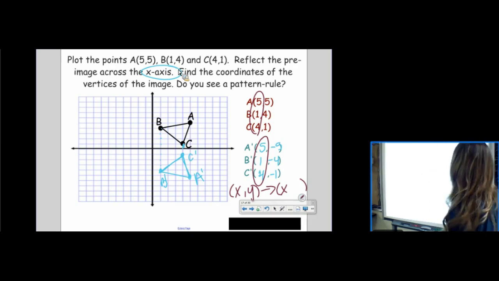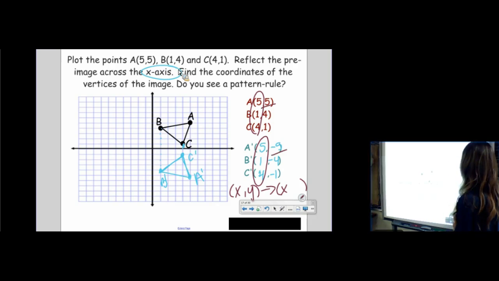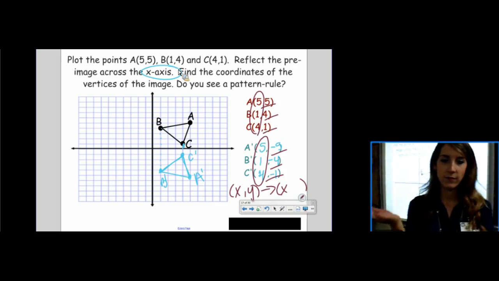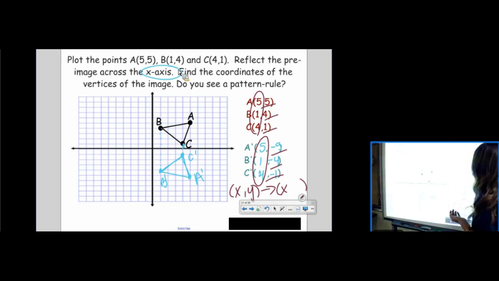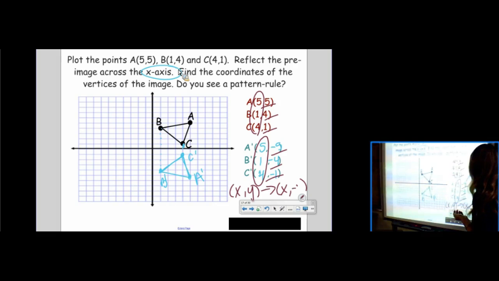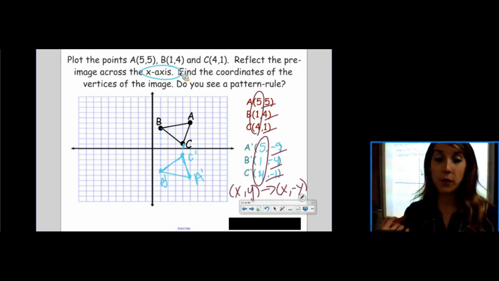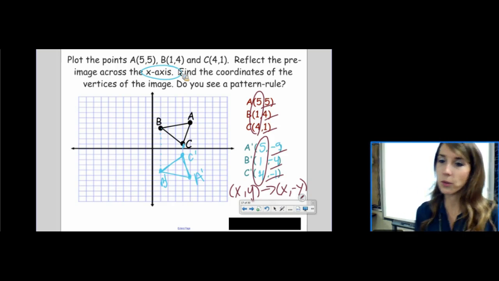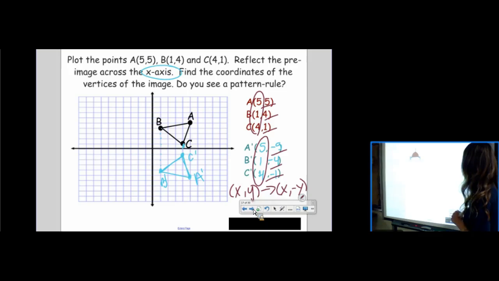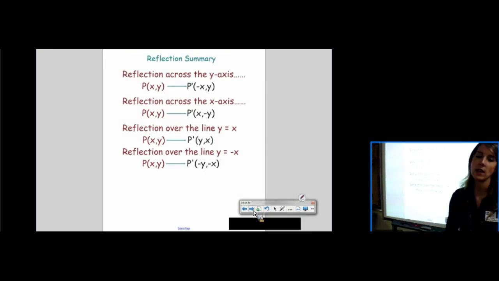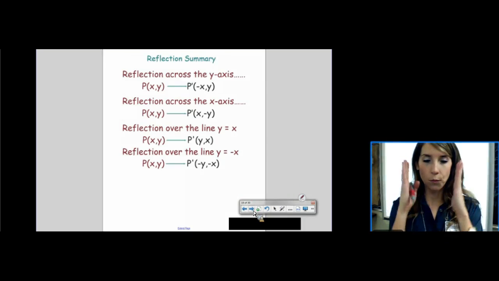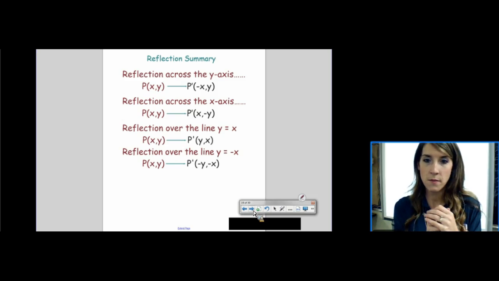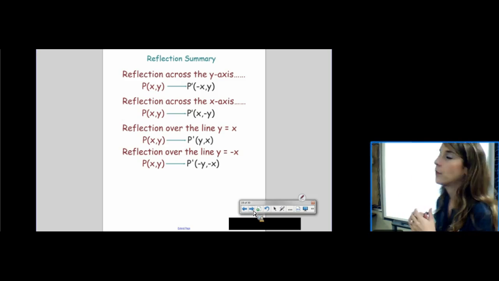Okay, what happens to the y? 5, negative 5. 4, negative 4. 1, negative 1. Yes, very good. So there's our rule for reflecting over the x-axis, right? That's our rule. Okay, so we're going to skip this example and we're going to write the rules down in our notes. So go to the rule column, go to reflection, and write the rule for each one.